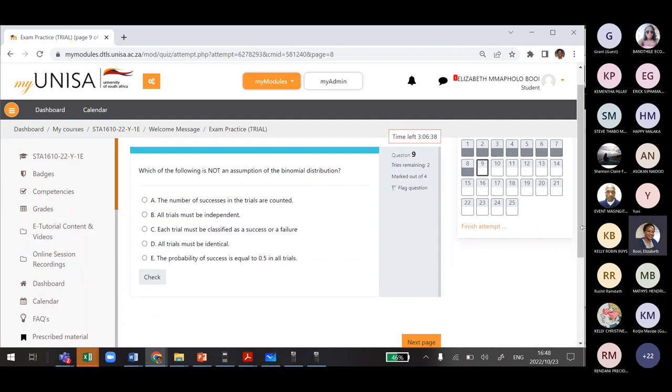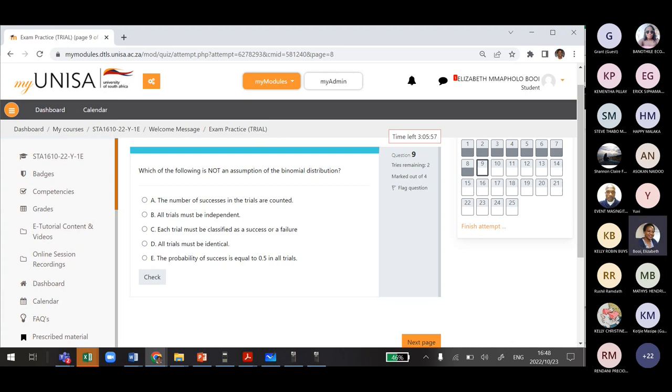Now we are in discrete probabilities. Which one of the following is not an assumption of a binomial? So you need to know also theory on some of this. We're looking for the one that is not. So A, the number of successes in the trial are counted. You must remember that binomial is one of the discrete processes. So it comes from a discrete process. So you need to know what a discrete process looks like or a discrete variable looks like.